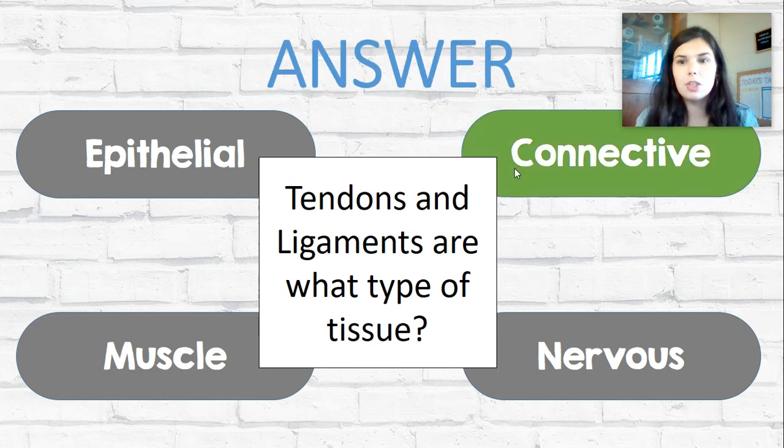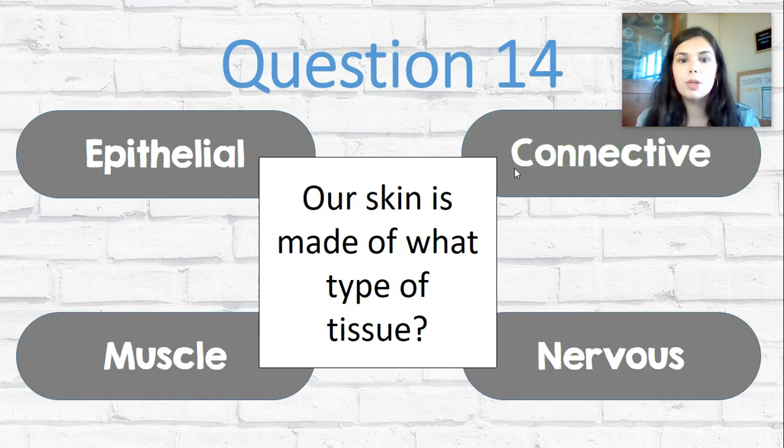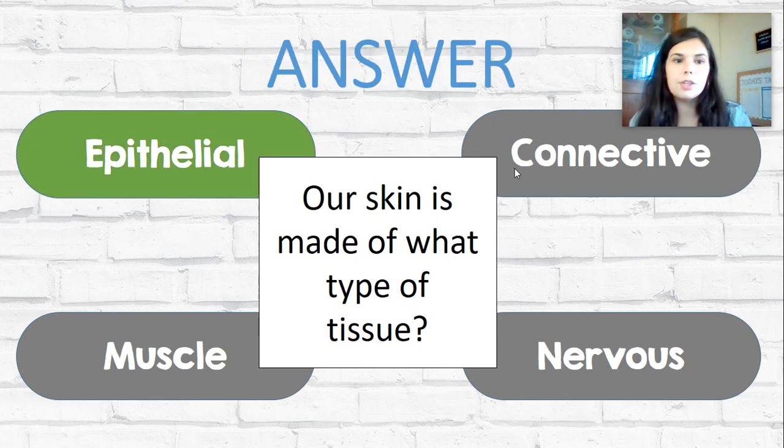It is connective tissue, okay? Remember, tendons connect bone to muscle, ligaments are bone to bone, but they are both types of connective tissue because they are connecting things to each other. Number 14, our skin is made of what type of tissue? Our skin is made of what type of tissue? Okay, our skin is made up of that top layer of tissue, epithelial cells.